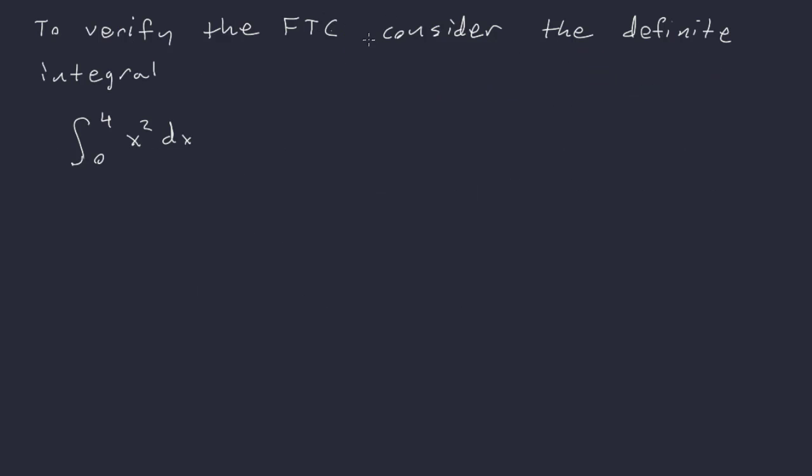Okay, so to verify, let's consider the definite integral from 0 to 4 of x squared dx. Previously, we found that this was 128 over 6, or 64 over 3. Don't know why I didn't just jump to that version, but this is what we found previously using the limit definition of the definite integral. Now let's use the fundamental theorem of calculus.